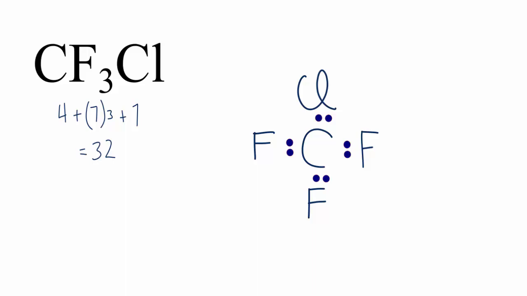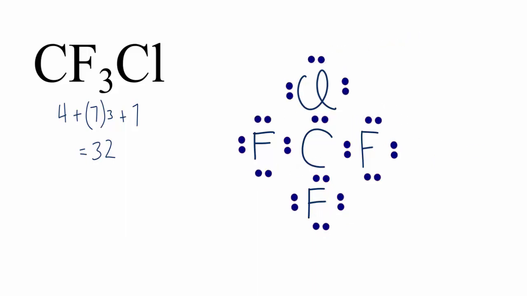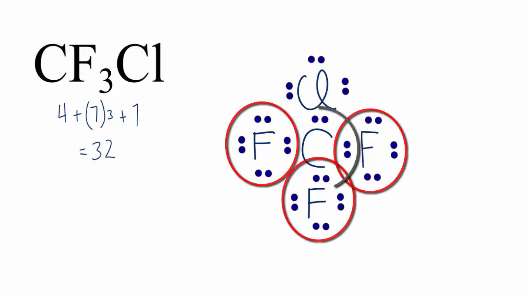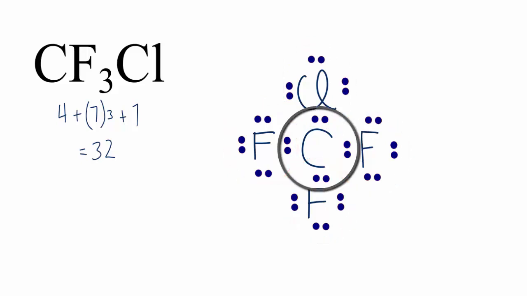We have 32 electrons. So far, we've used 8. At this point, we've used all 32 valence electrons, and each of the atoms has an octet. You can see the chlorine has 8 valence electrons, and all of the fluorines have 8 valence electrons. The carbon in the center, it has 8, so we're done. This is the Lewis structure for CF3Cl.